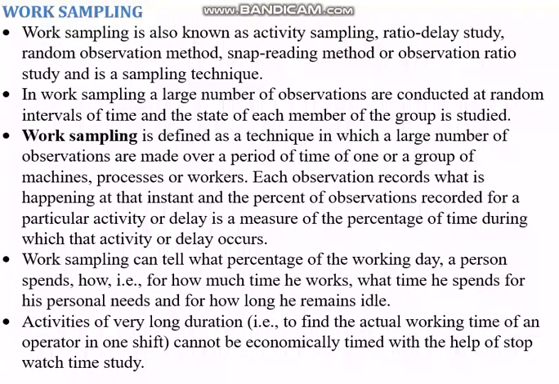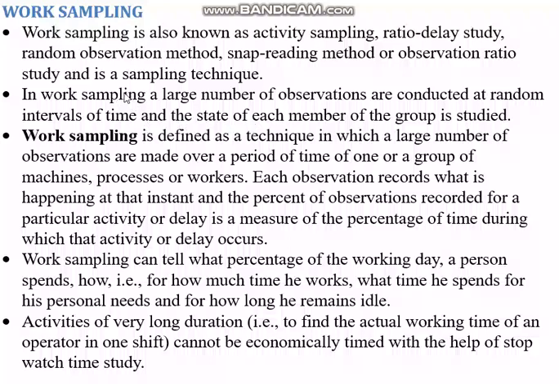Now the second technique of work measurement is work sampling. Work sampling is called by various different names also, like activity sampling, ratio delay study, random observation method, snap reading method, or observation ratio study, and this is a sampling technique. In work sampling, a large number of observations are conducted at random intervals of time.